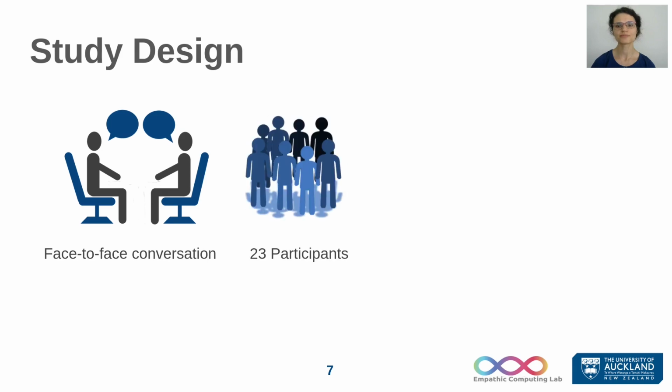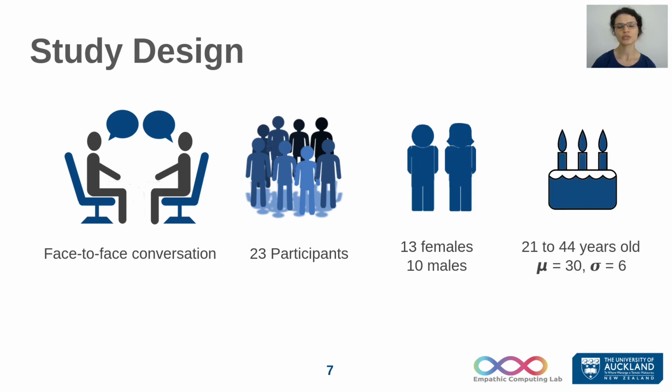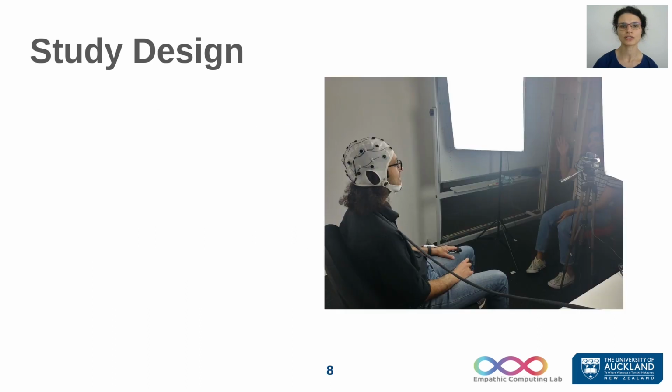We recruited 23 participants from university staff and students, including 13 females and 10 males, aged between 21 to 44 years old. In this study, each participant had a conversation with a confederate person about their emotional experiences, memories, or their imagination of emotional scenes. The confederate person was a peer-intern psychologist trained in consulting and therapy conversations.